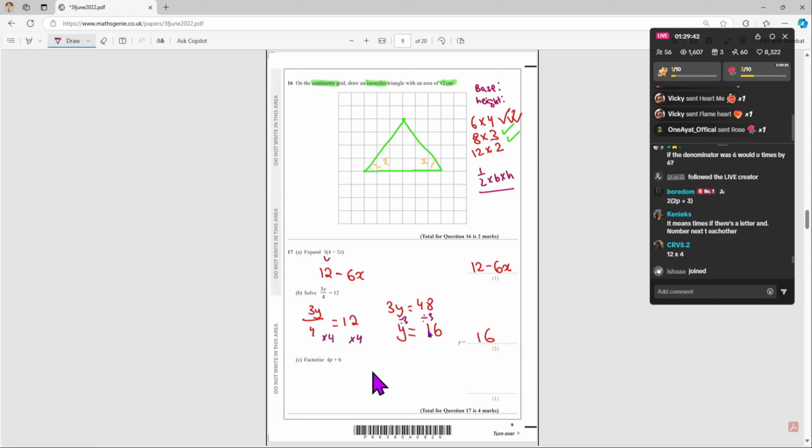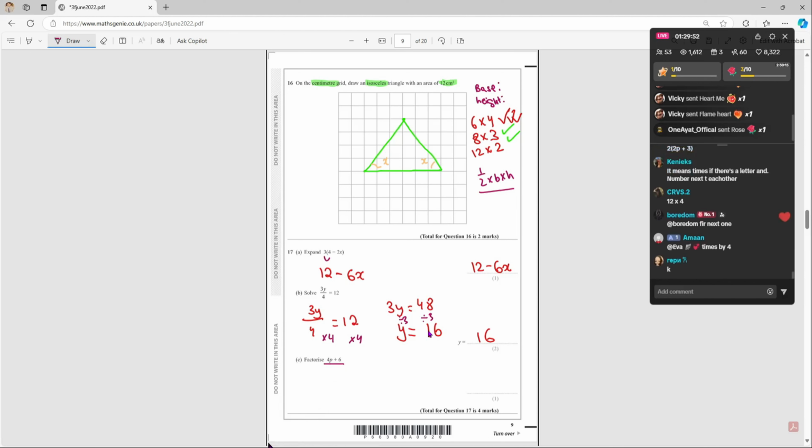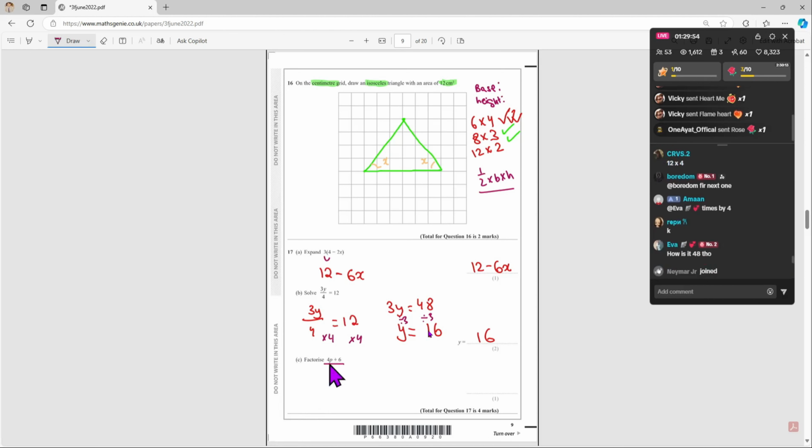The next question is correct, what you did. So the next question, you have to find a highest common factor. The highest common factor you can get out is 2, and then it's going to be 2p plus 3. Because if we do 4p divided by 2, that will give you 2p. 6 divided by 2 is going to be 3. That is going to be your answer.